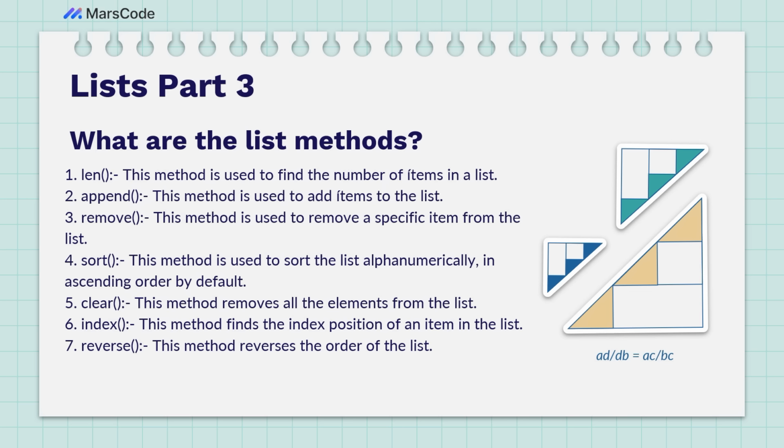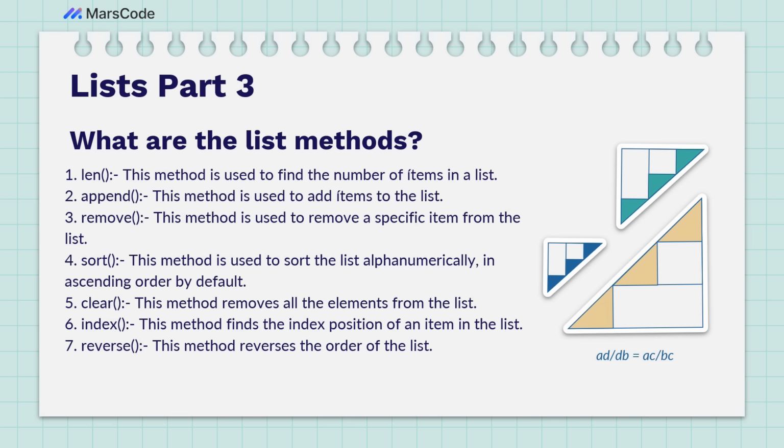And then we have the 6th one, index, which is really important. This index method is basically used to find the index position of an element in your list. For example, if I said groceries.index and inside of the parentheses I put in quotation marks onions, then it's just going to return the index position of onions, which is 1. So that's what the index does.